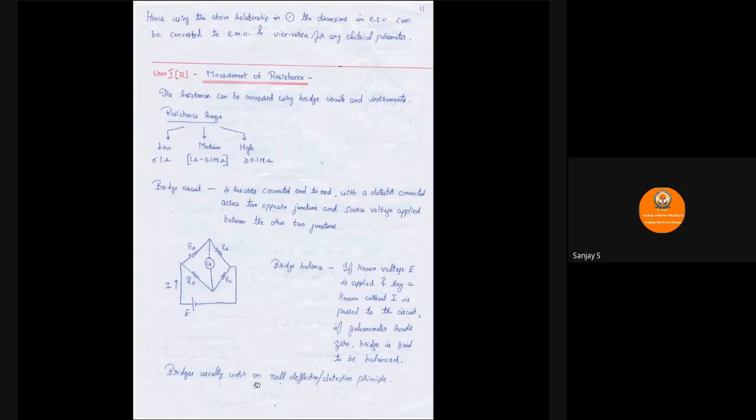So this basically works on the null deflection principle. Already we have seen an instrument also in module 5 which works on the null detection principle. Here also it's the same. Whenever there is no current flowing through the galvanometer, it shows 0. Then the bridge is said to be balanced. So this is what is called bridge balance. So we have understood what a bridge circuit is, and then we have understood what bridge balance is.